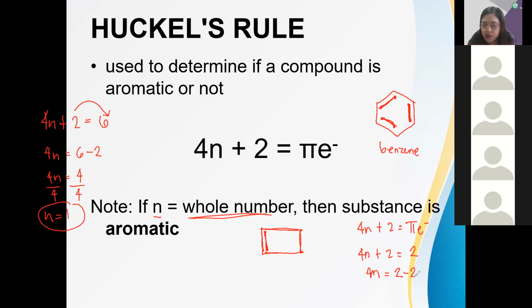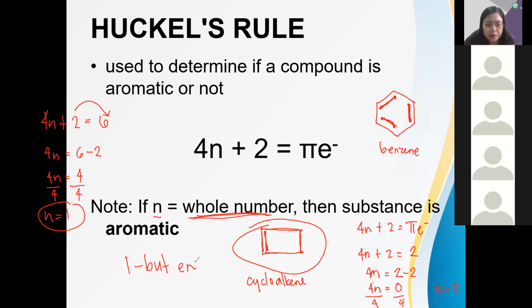4N is equal to 2. Lipat natin sa kabila yung 2. So this is 2 minus 2. 4N is equal to 0 divided by 4 both sides. Syempre, this is equal to 0. 0 is not included sa whole number class ha na tinitingnan natin. So since this is not a positive integer and a whole number, then ito is not an aromatic compound. This is just a cycloalkene. Okay? This is actually named as 1-butene. Sige. So this is just named as 1-butene. This one is named as benzene.